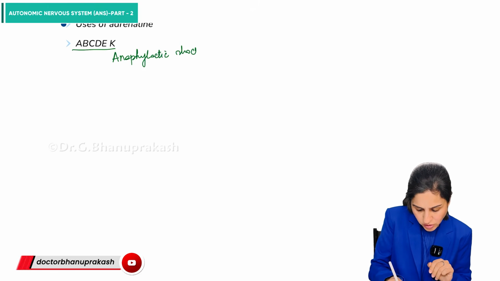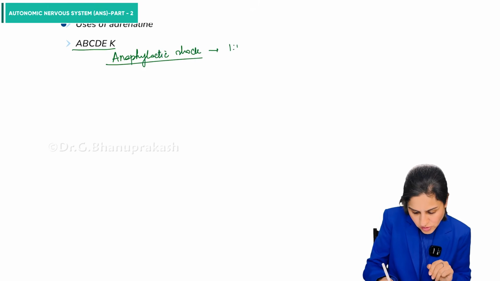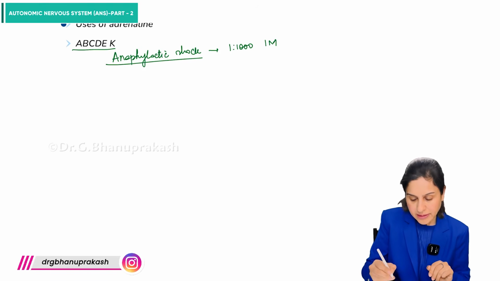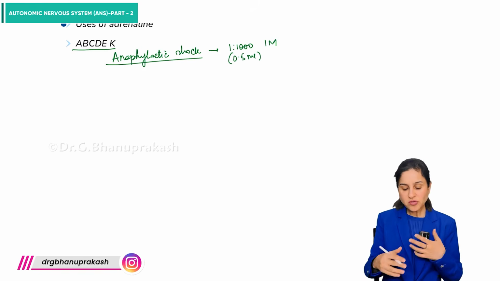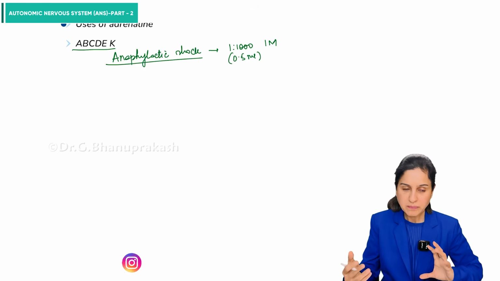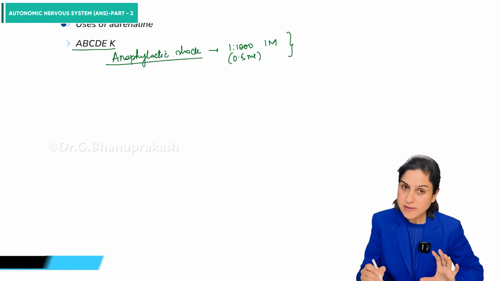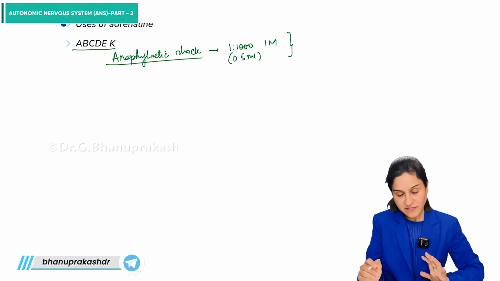Anaphylactic shock. So we use adrenaline in 1:1000 concentration by intramuscular route, and you give 0.5 ml of this, right? You will keep on repeating till the patient improves. So this is very important. The route of choice is intramuscular, 1:1000 and 0.5 ml.